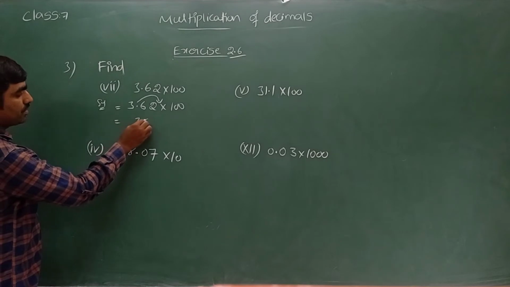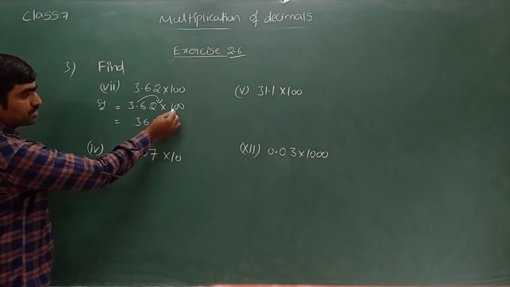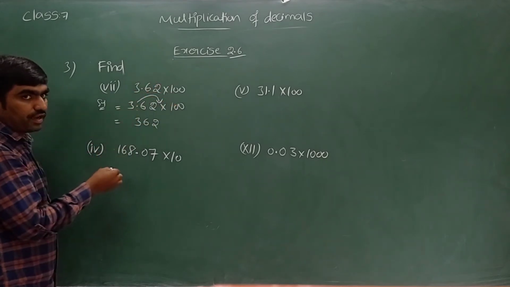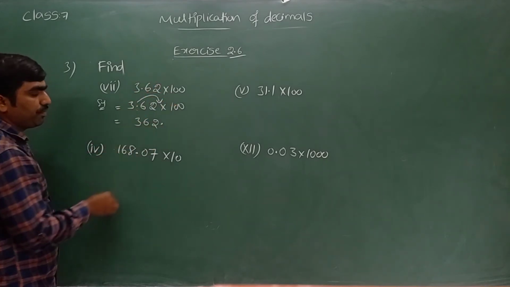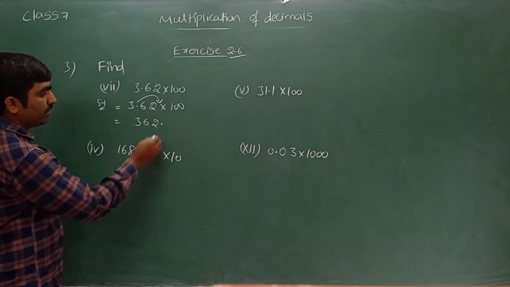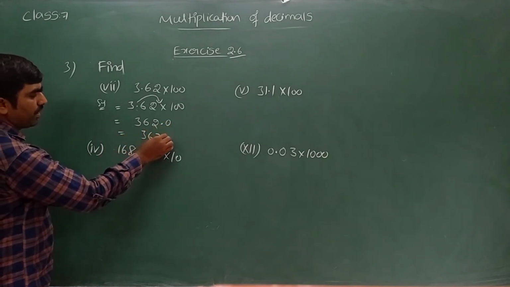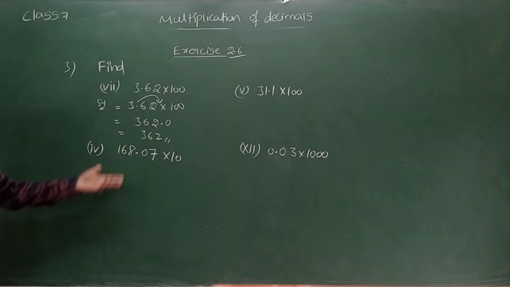Now see 3, 6, 2. Because of these 2 zeros, the decimal point shifts to the right side after 2 digits. If there is no decimal part, you can write 0, or else you can write 362. No issues. That is the way we can write the answer easily. Now let's see the next one.